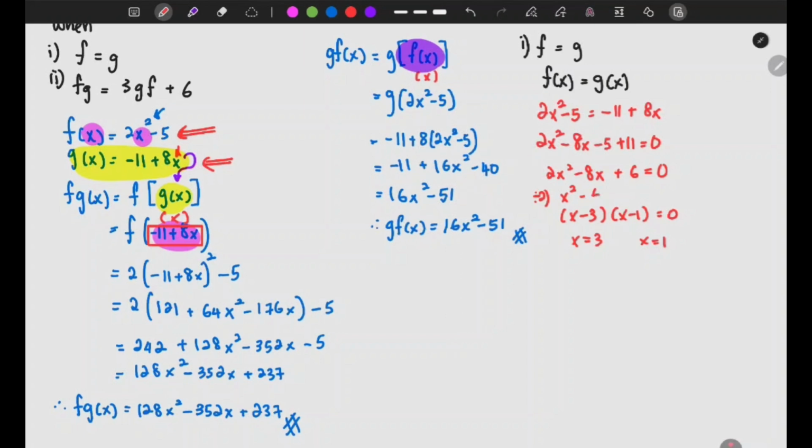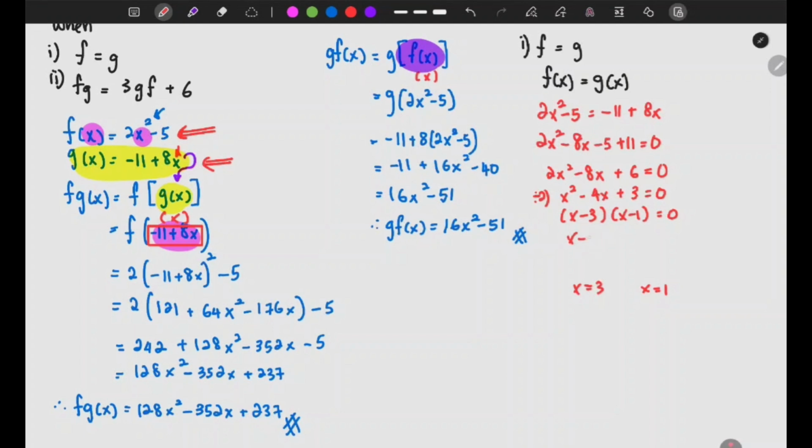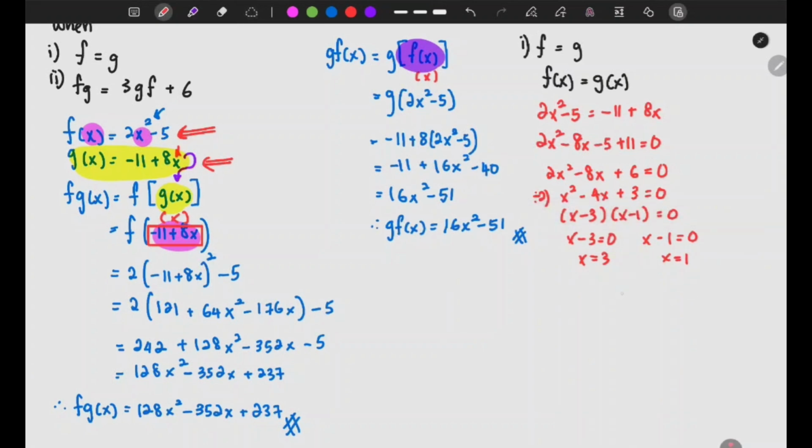Actually, if you want to make it even longer, you can put x minus 3 equals 0, and then x equals 3, which is this, and x minus 1 equals 0, and then x equals 1, and then you can do the finalizing: x equals 3 or 1. So this is the first one, when f equals g. Now the second one.